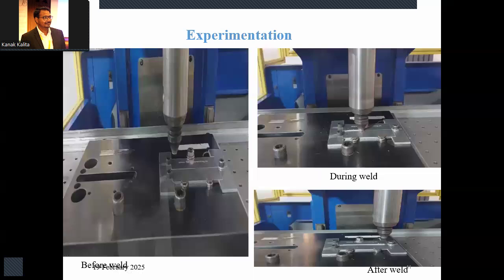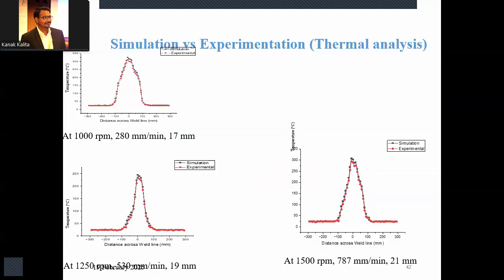By doing these experiments, we recorded the temperature distribution across the weld line using some thermocouples, and we saw that this is the pattern that we observed in our experiments. The experimental verification was very near, or very true, to our simulations, our finite element simulations. We have recorded it for 3 different cases, again for the low, medium, and the high cases, where at 3 different combinations of these process parameters we have recorded it here.